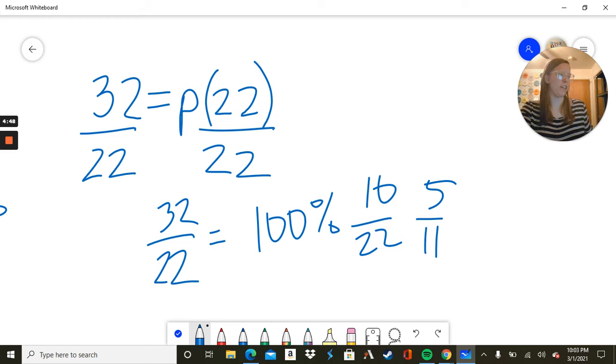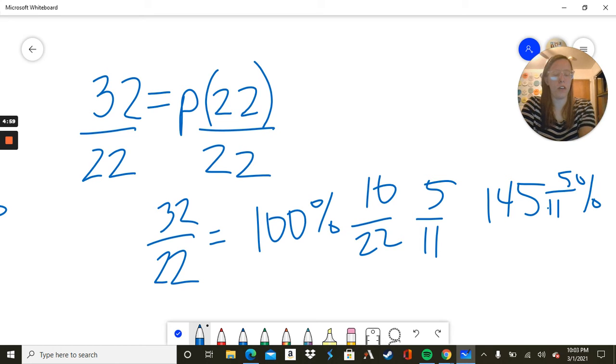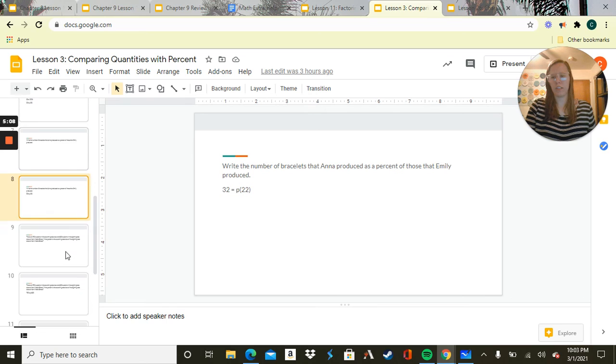So we divide 5 by 11. We don't have to divide it out. We're going to end up with 145 and 5/11%. So you can have a percent greater than 100 in this case, when you're trying to show something. Now let's look at the next one.